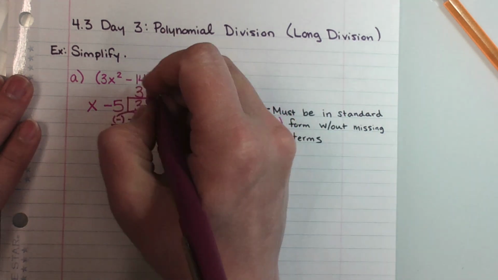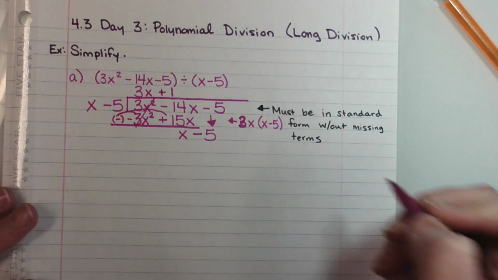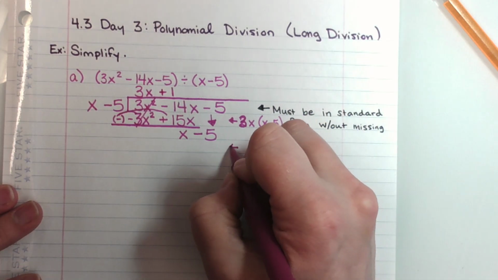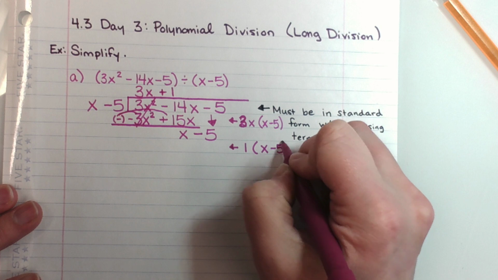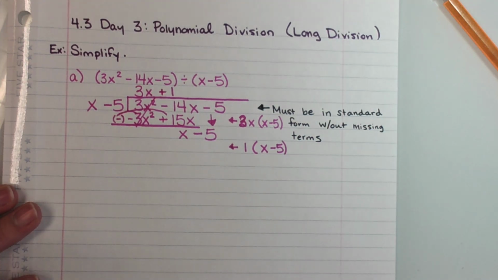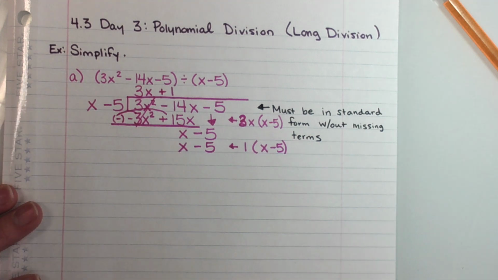Positive 1 plus 1. Now I actually do the multiplication. The one that I just found, getting multiplied by x minus 5. Now that's a really easy one. 1 times anything is just what you had. X minus 5.